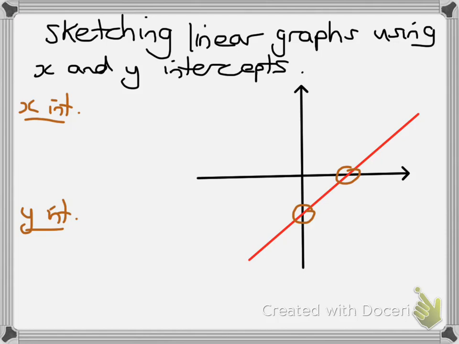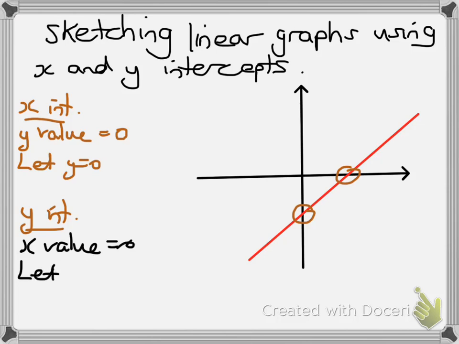What we do know for an x-intercept is that it's the point where the line or your graph crosses the x-axis, and the y value is always equal to 0. So in order to find an x-intercept, what you can often do is let y equal 0 and solve for x. The opposite applies with the y-intercept: it's where the x value is equal to 0, so we let x equal 0 and we solve for y, and we're referring to that particular point there.